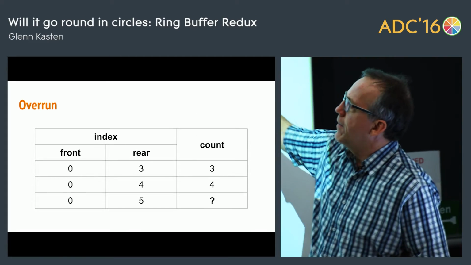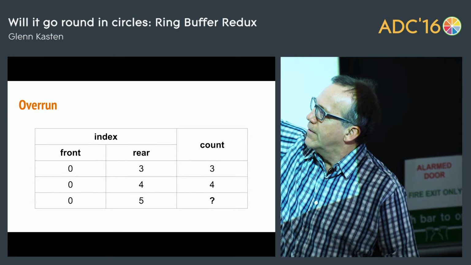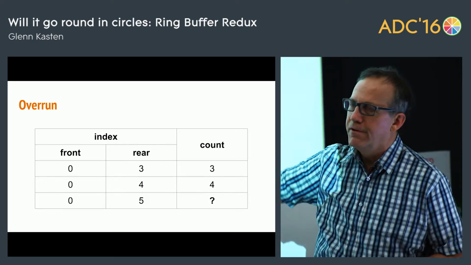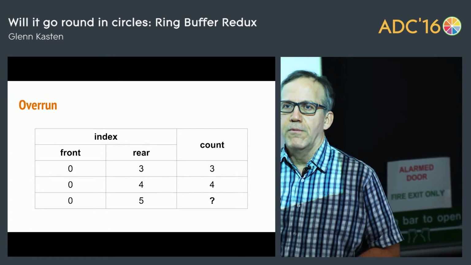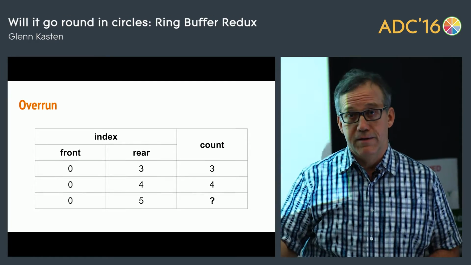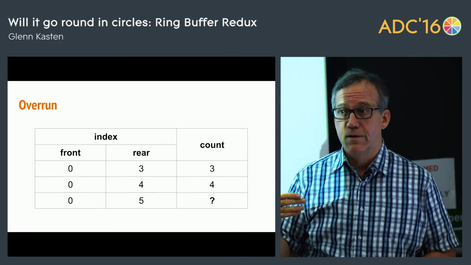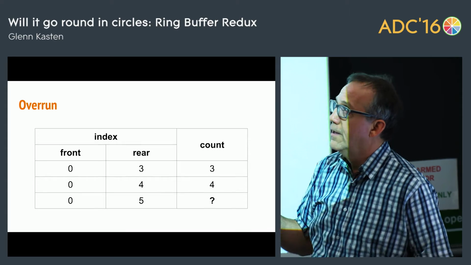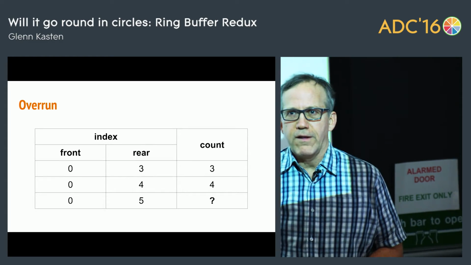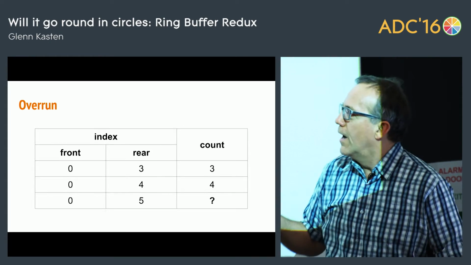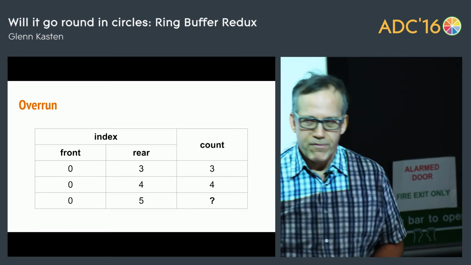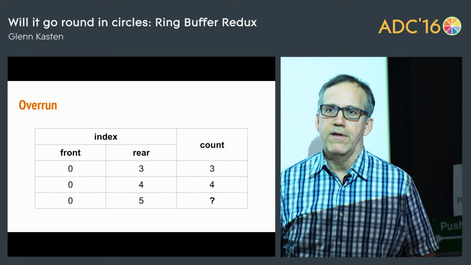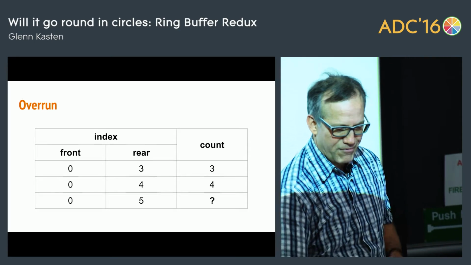So let's continue, though, past the full point. What happens if the rear advances beyond 5? Timur mentioned one thing you can do is overwrite the least recently enqueued element. That's certainly perfectly valid. But there's other things you can do, and we're going to get to that case. But just for now, just assume that it's okay to have an overflow. It's not a bad thing. Try to keep that in your mind.